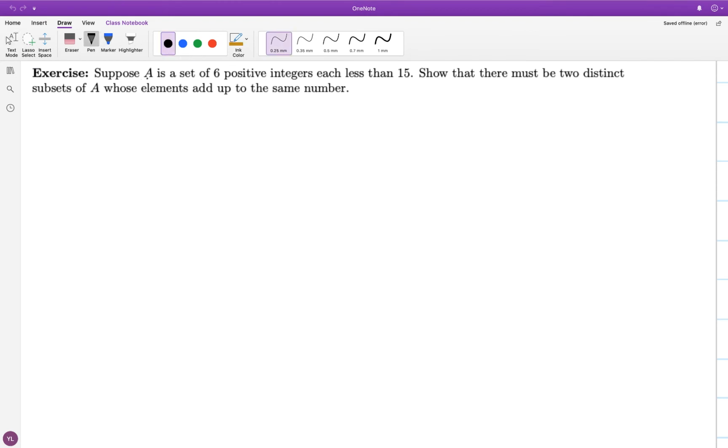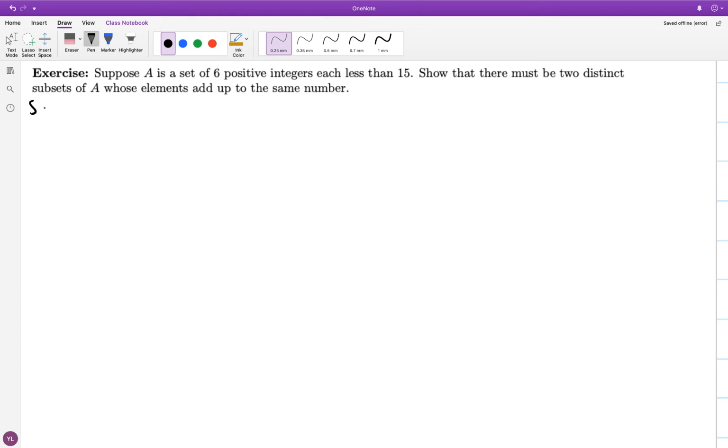All right, here's a little bit more interesting, more mathematical example. Suppose you have a set of 6 positive integers, and each of those integers is less than 15. So that's like integers between 1 and 14. Amongst those 6 integers, I want to prove that there must be at least 2 different subsets of that set of 6 integers whose elements add up to the same number.